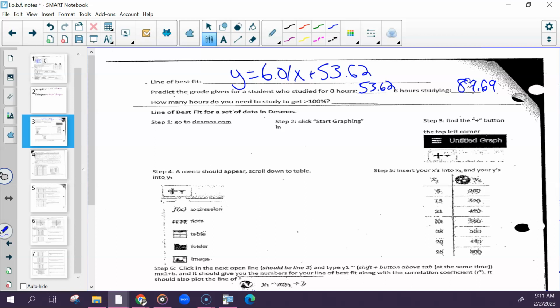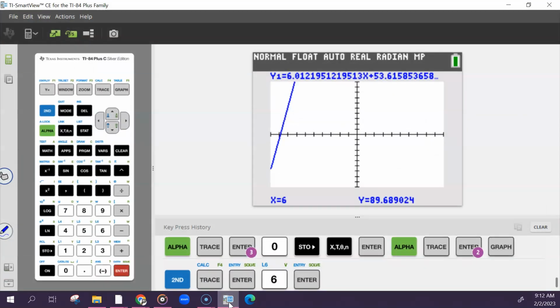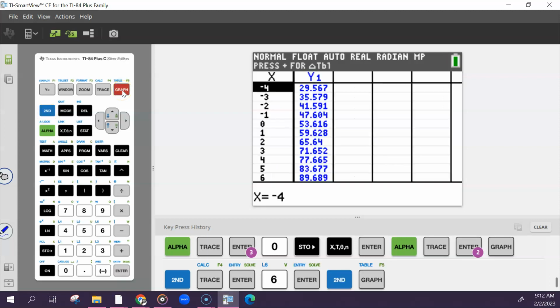And then this last one is a little different because now we're looking for how many hours we need to study to get greater than 100%. So we're going to use the table to find this. Go into your table, second graph. Remember that all the X's are your hours, all the Y's are the grades. So we're looking for where we get greater than 100%. So start scrolling until you see greater than 100.